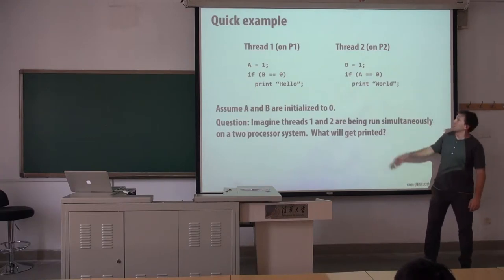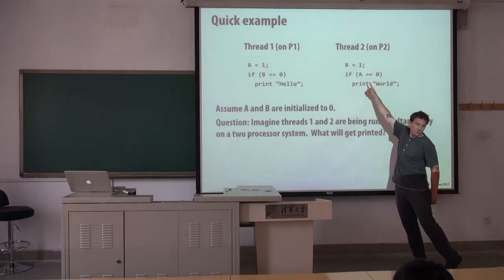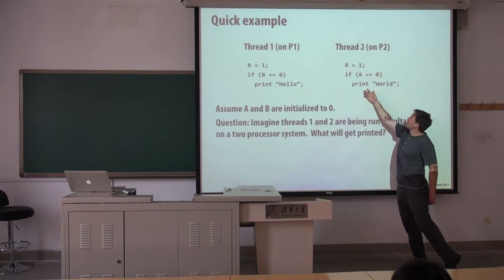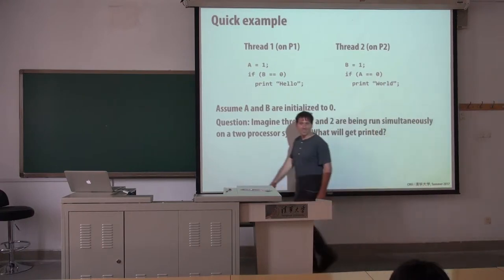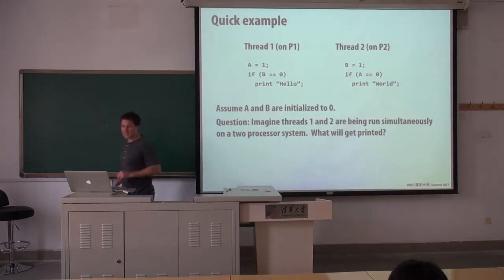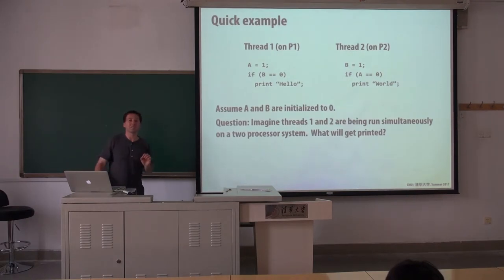So just assume that B equals one is a store. If A equals zero is a load. And then print is whatever, it doesn't matter. Okay, so talk it over for 1 minute, and I want to know what possible values can get printed.